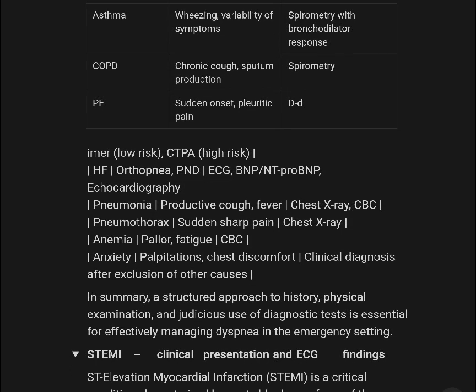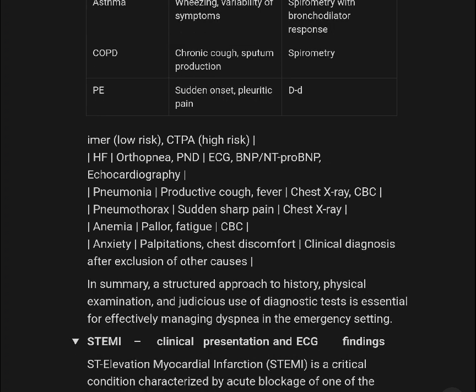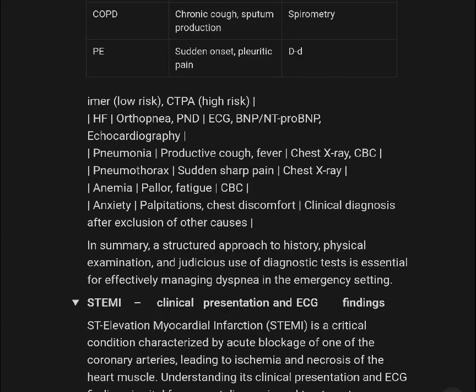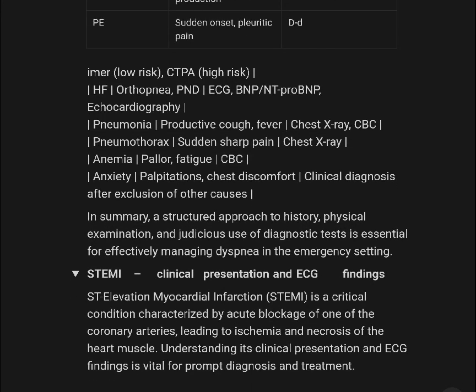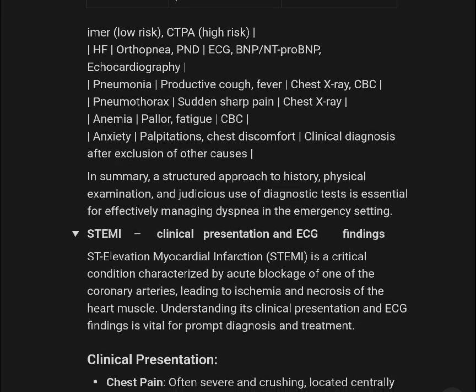Differential diagnosis table. Asthma: wheezing, variability of symptoms; spirometry with bronchodilator response. COPD: chronic cough, sputum production; spirometry. PE: sudden onset pleuritic pain; D-dimer for low risk, CTPA for high risk.